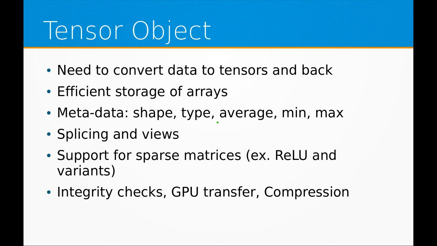Another point that I want to make here is, this is not an exhaustive list, nor is it a necessary list. What I mean by not exhaustive is that these are not the only features that a tensor object must have. There might be other features that you want depending upon your use case. And also, you don't need to implement all of these. For example, if you know that you're going to run it only on one node with a single GPU, you don't have to worry about integrity checks or compression.